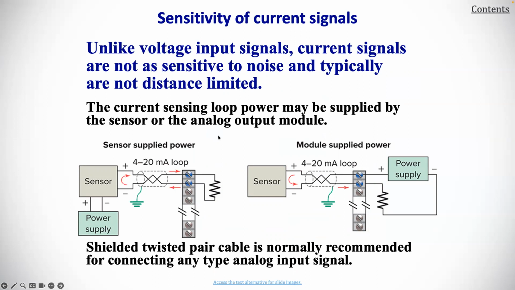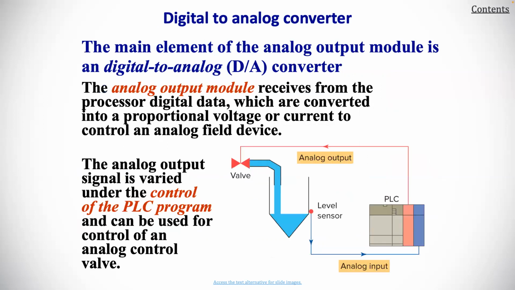Then for the sensitivity of current signaling, unlike voltage input signals, current signals are not as sensitive to noise and typically are not distance limited. The current sensing loop power may be supplied by the sensor or the analog input module. Shielded twisted pair cable is normally recommended for connecting any type of analog input signal. So it helps to preserve that sensitive analog signal as you go from one thing that you're trying to connect to another.